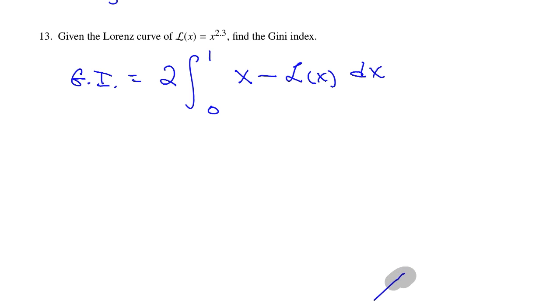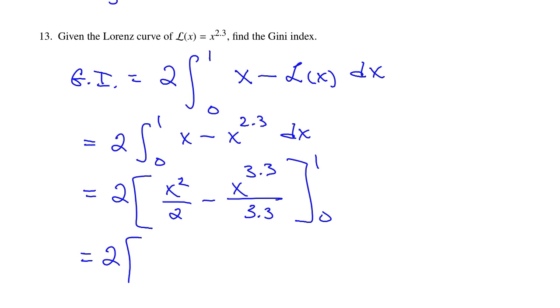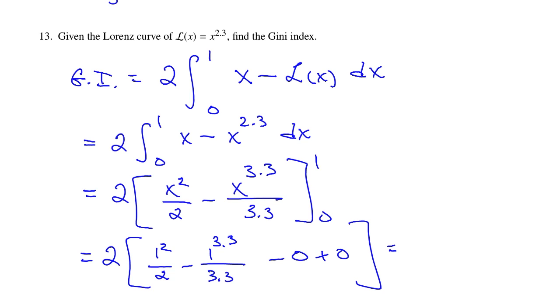So let's put this in. So it's 2 times the integral from 0 to 1 of x minus x to the 2.3 dx. That's equal to 2 times x squared over 2 minus x to the 3.3 over 3.3. Just add 1 to the power, divide by the new power. So this is 2 times 1 squared over 2 minus 1 to the 3.3 over 3.3 minus 0 plus 0. And we get 0.39.